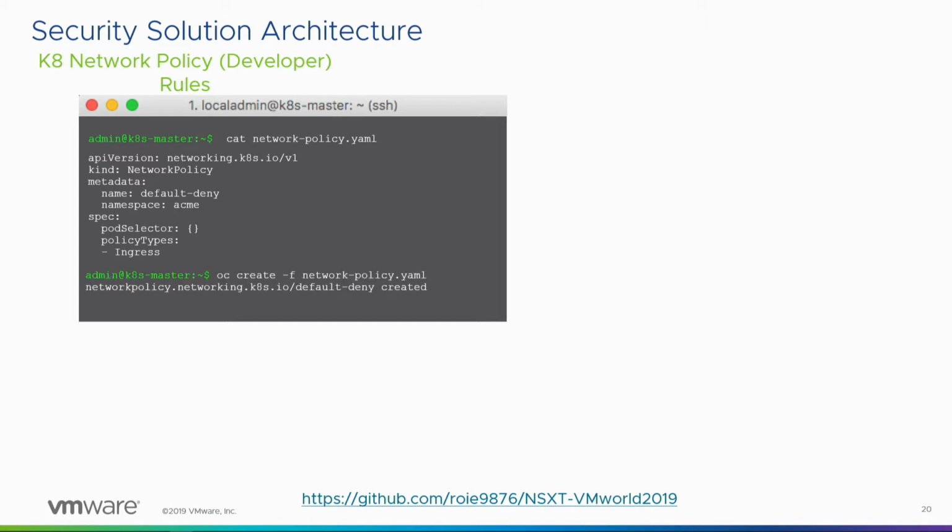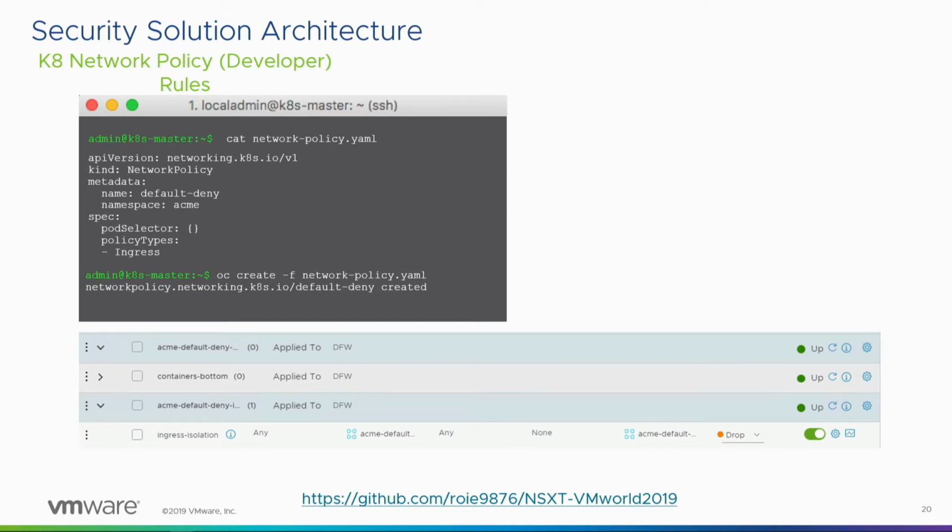So what NSX does, when we create this network policy, is create a DFW rule, so the enforcement for this rule will be inside NSX. At the same time, we are reflecting this network policy that we create on the DFW to the UI of NSX. That's why a human being like us can understand what this rule is going to do. You can see very easily that the source is any, the destination is the ACME namespace, and it's a drop. So a security auditor can understand what the DevOps team is doing with network policy.